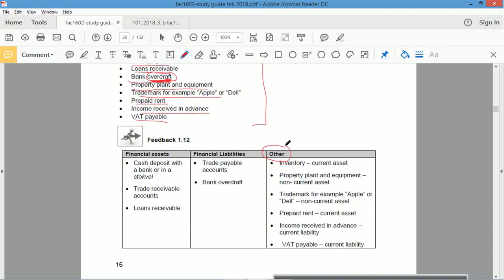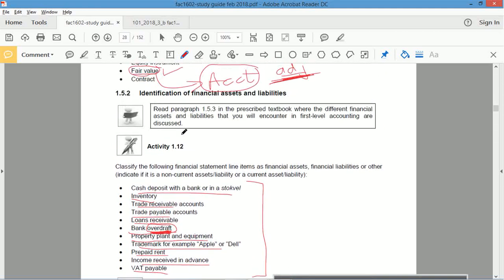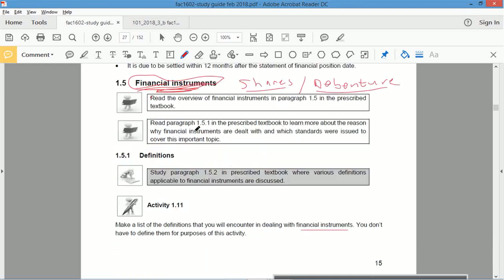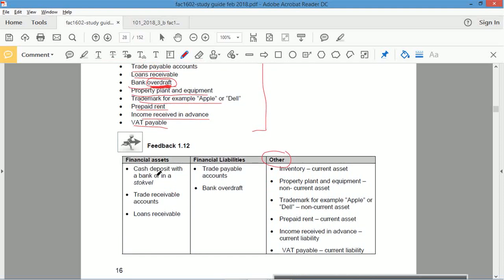The reason why they do this is because not all of these things here are financial assets, because here we're looking at financial instruments. Financial instruments are special assets that you would have to disclose separately. This is not too important, because when you approach questions, the disclosure is quite specific. So you don't really have to differentiate between a financial asset, a financial liability or other. The reason being is that assets are assets. Assets will be under the assets section of the statement of financial position.